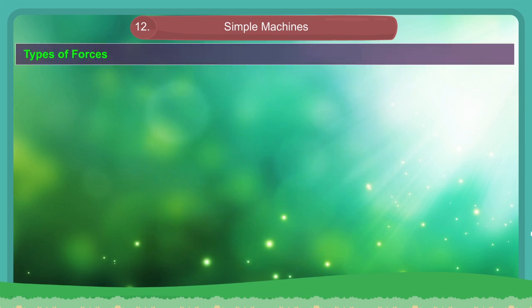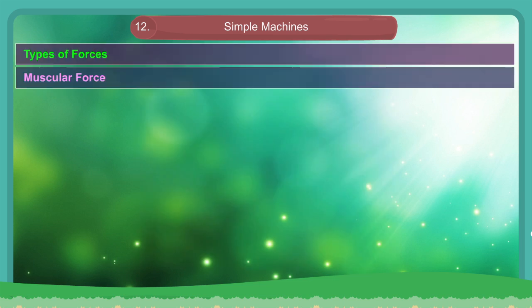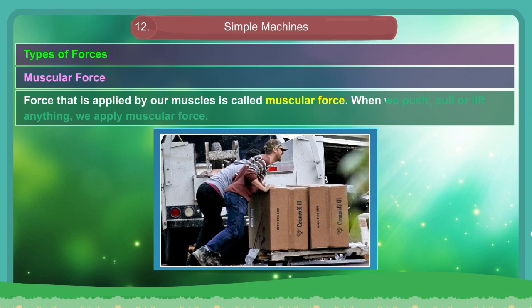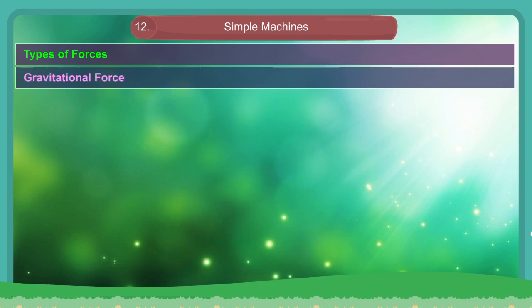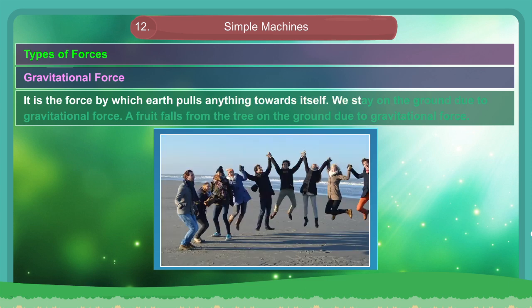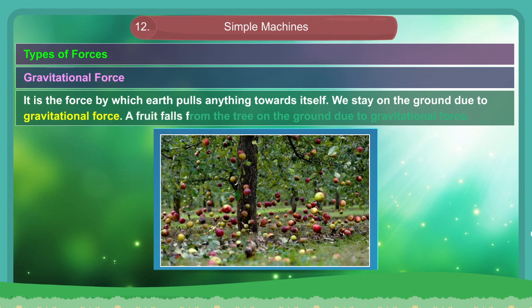Types of forces. Muscular force. Force that is applied by our muscles is called muscular force. When we push, pull or lift anything, we apply muscular force. Gravitational force. It is the force by which Earth pulls anything towards itself. We stay on the ground due to gravitational force. A fruit falls from the tree on the ground due to gravitational force.